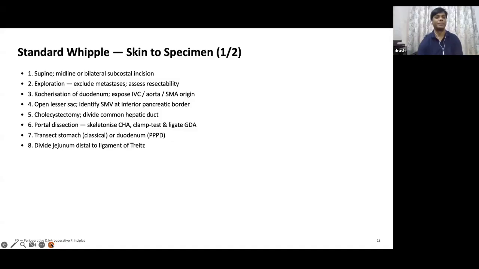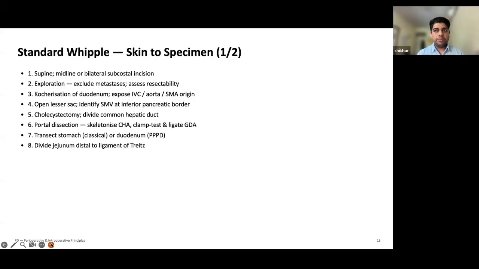Once we have given the skin incision, which can be midline or bilateral subcostal, we do extended cauterization. Before resecting anything, we first rule out any metastases. We look at the liver, and for any omental or peritoneal disease, or any ascites that is doubtful for metastasis. Once metastasis has been excluded, we assess for resectability.